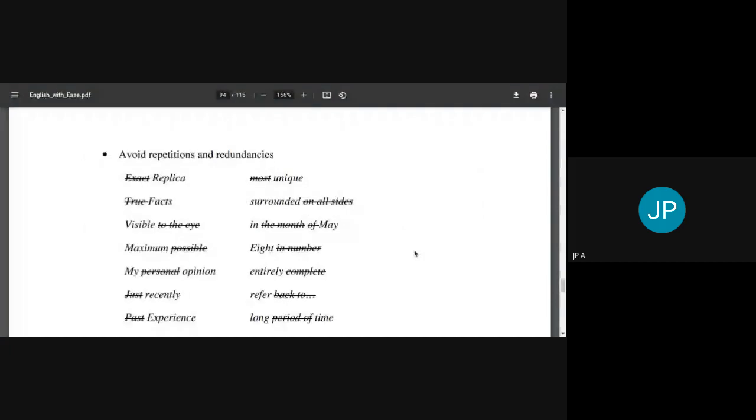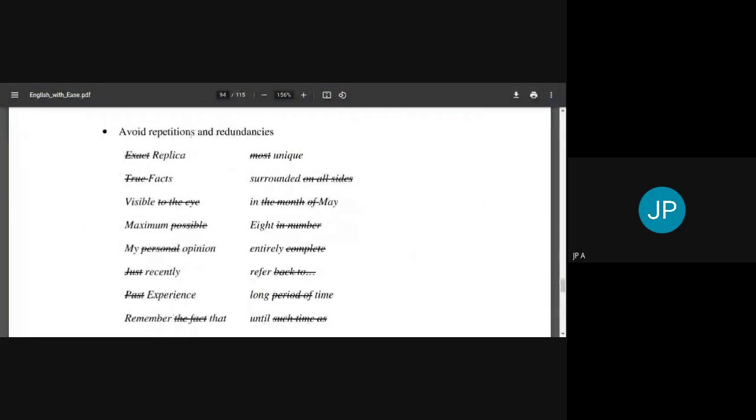And unnecessary words can be avoided. So repetitions and redundancies. Redundancy means unnecessary additions. So redundancy can be avoided. What is redundancy? Redundancy means unnecessary additions are called redundancies. So these things can be avoided when you are writing a report.